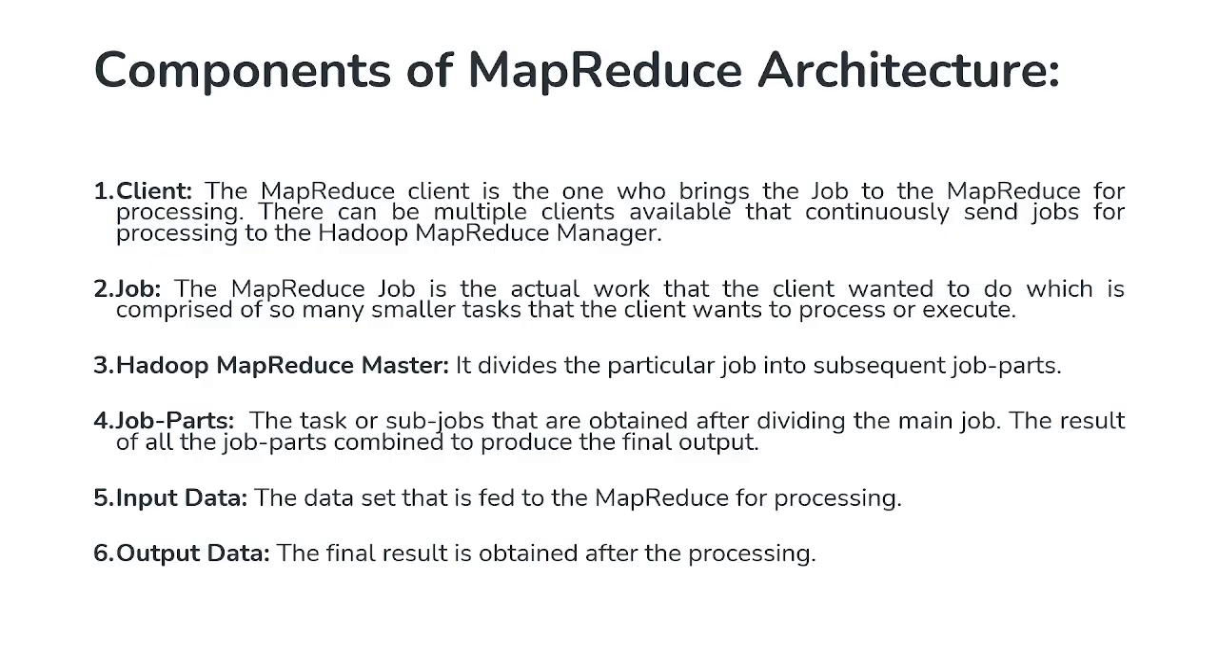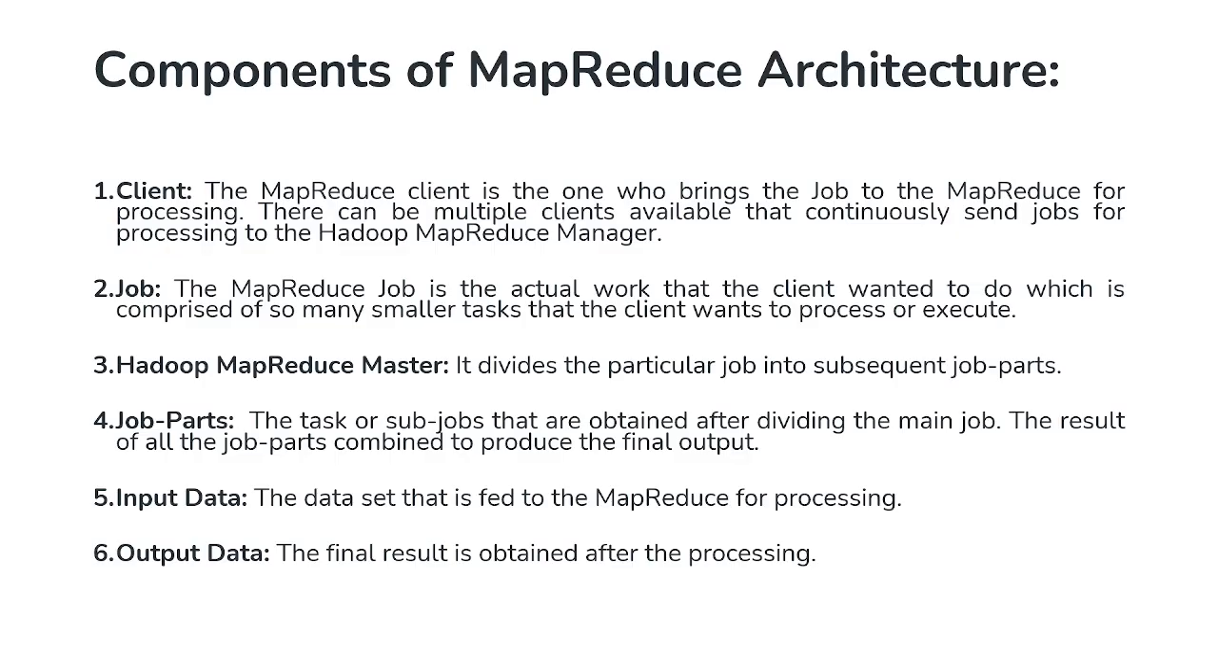The input data and output data: the user or client will give the data to the MapReduce architecture to reduce it. The output is the combined output which is produced based on the input after the processing. So the top four is the processing layer. The first is the client, which is the user who brings the job to MapReduce for processing. And the job is the actual work that the user or the client wants to do in a very precise and efficient manner, which might comprise a small task or a separate large task.